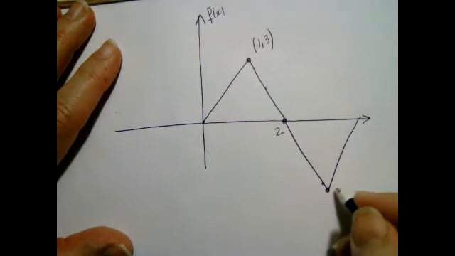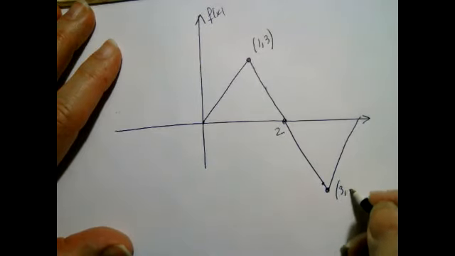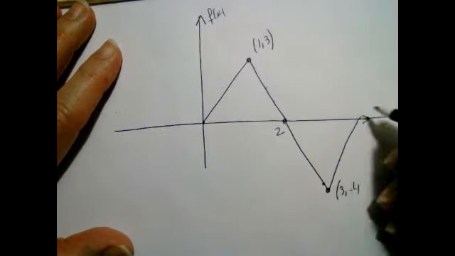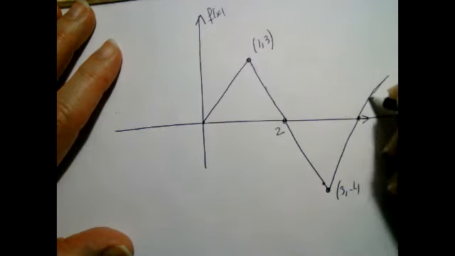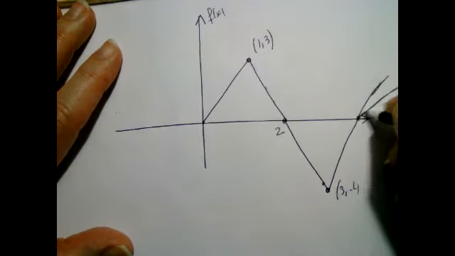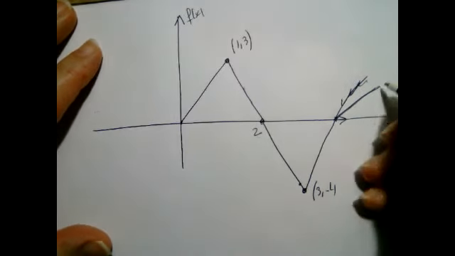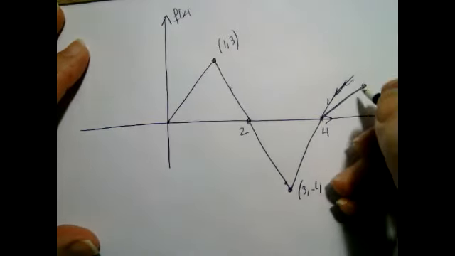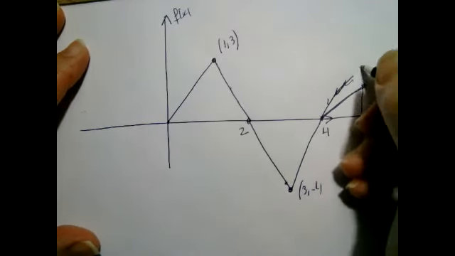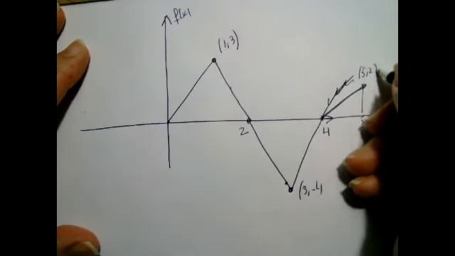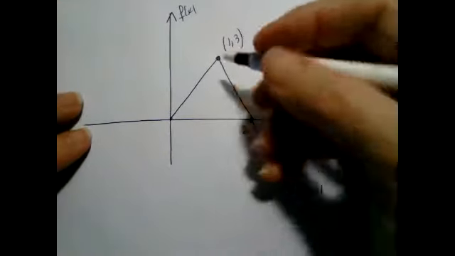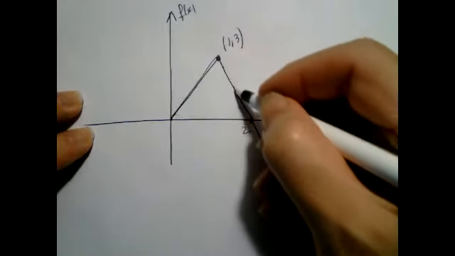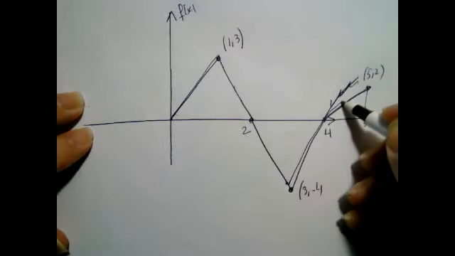Let me pick a point here. I'm going to call this (3, -4). And this is my function. Then it backs up like that, and this is a 4 in here. Let me call this point (5, 2). Okay, so this is my function f. That's the graph of the function.